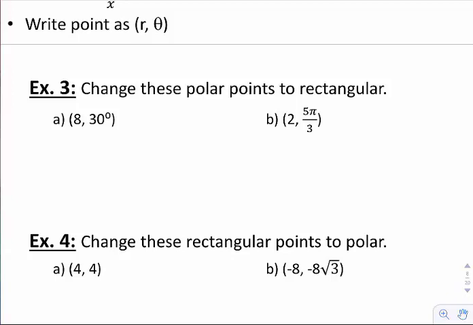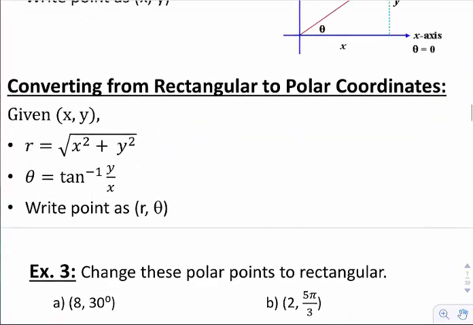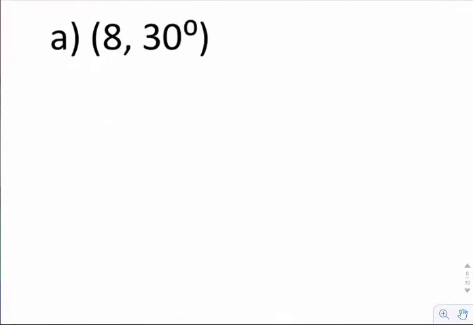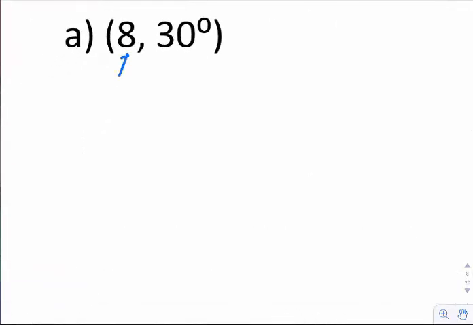So I'll do A first. I'm going to change from polar to rectangular coordinates. So again, the quick recap, you're going to go from polar to rectangular. Here's what we're doing. It's just the same from your vector units. And you can even draw the triangle if you want. It also can help. But it's just going to be r cos theta and r sin theta for your x and your y. So here our r value is 8 and our theta value is 30.